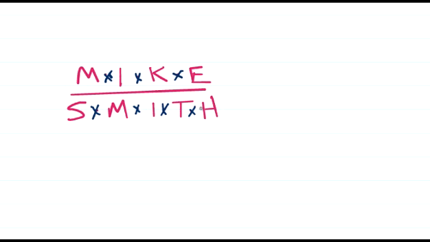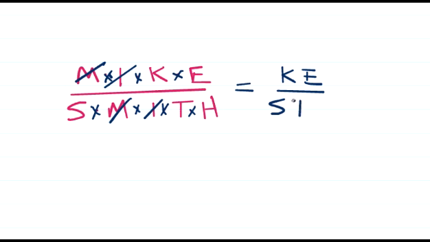So see what your name spells. So this M cancels with this M, and this I cancels with this I, and that's all we've got. And so what we end up with is K times E, and let's just pretend those represent numbers and factors, over S T H. That's kind of fun. Try that with your own name.